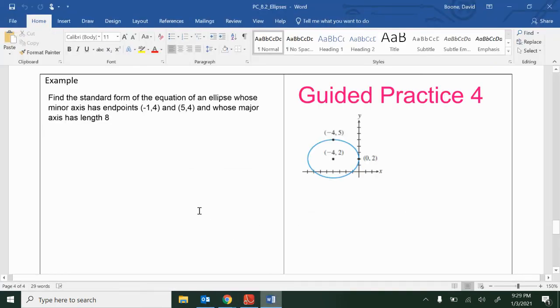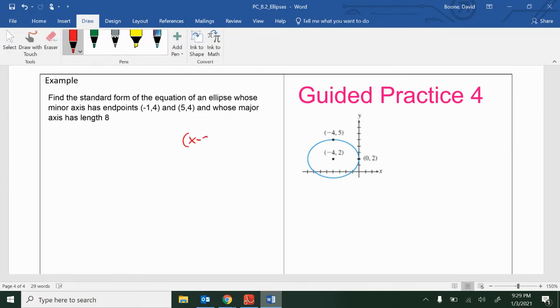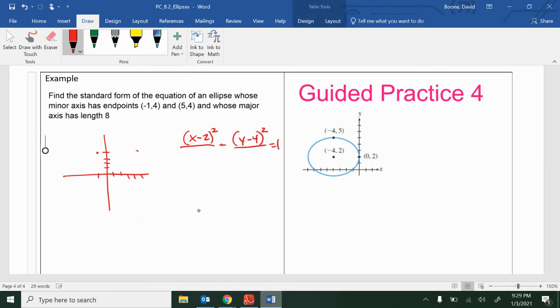Sorry, everybody. A little glitch happened here where it erased all the information. So we were in the middle of finishing this problem. I believe what we had was x minus 2 squared plus y minus 4 squared equals 1. And then we knew that that major axis, when we had drawn this, that we had 1, 2, 3, 4, negative 1, 4, and then 5, 4 was where that other one was.